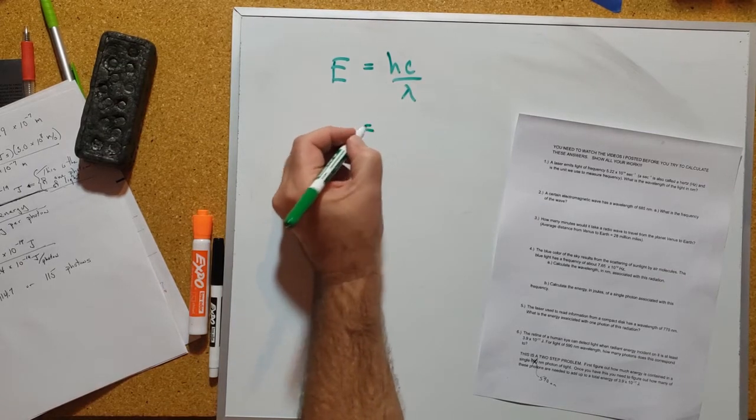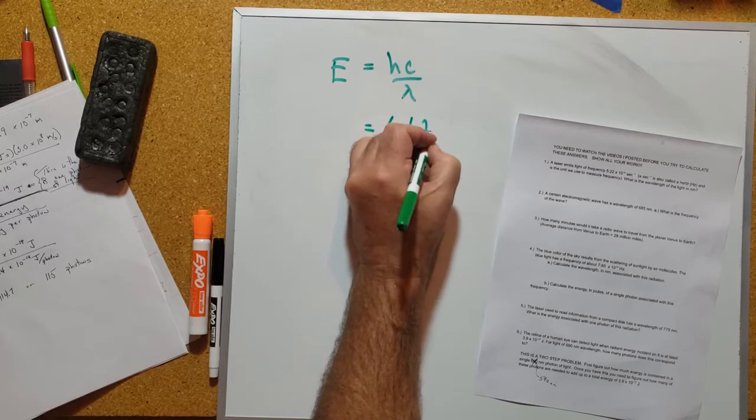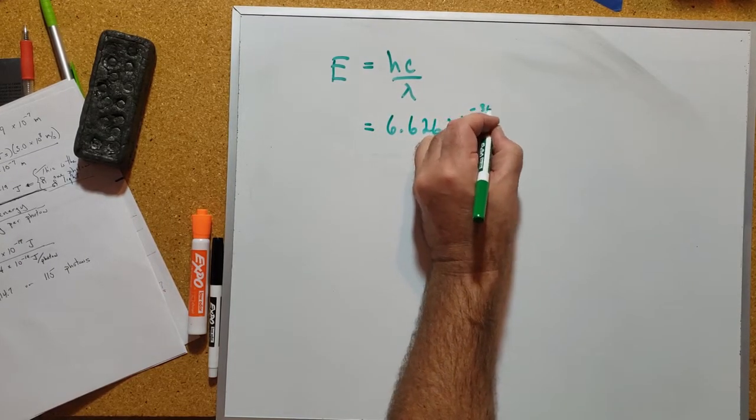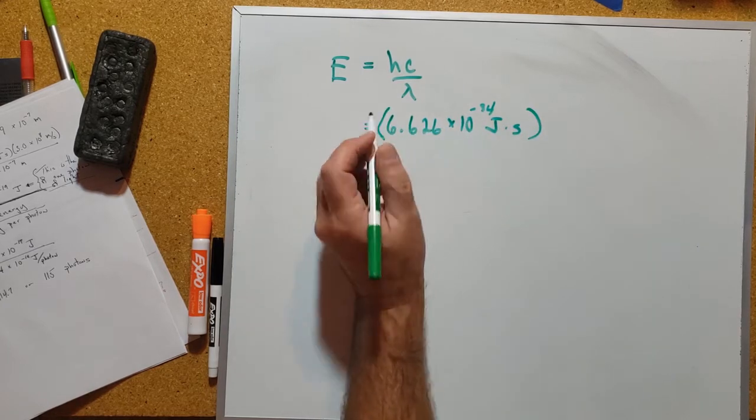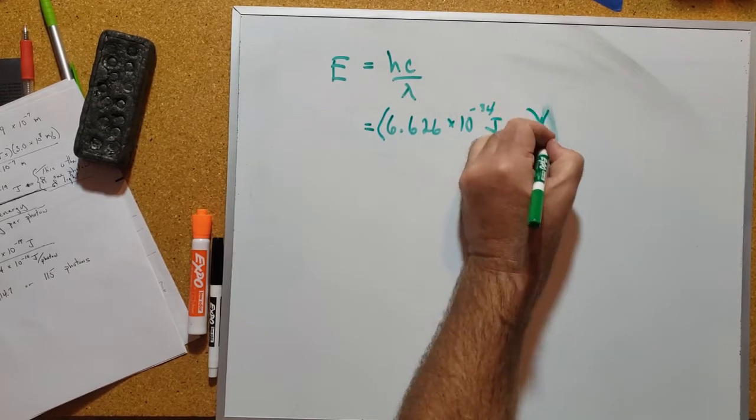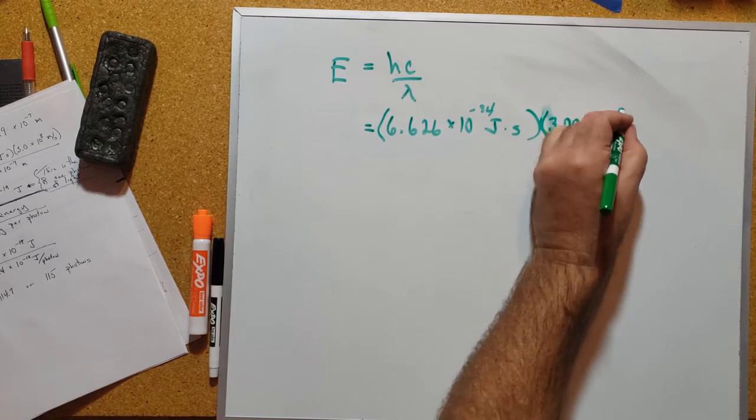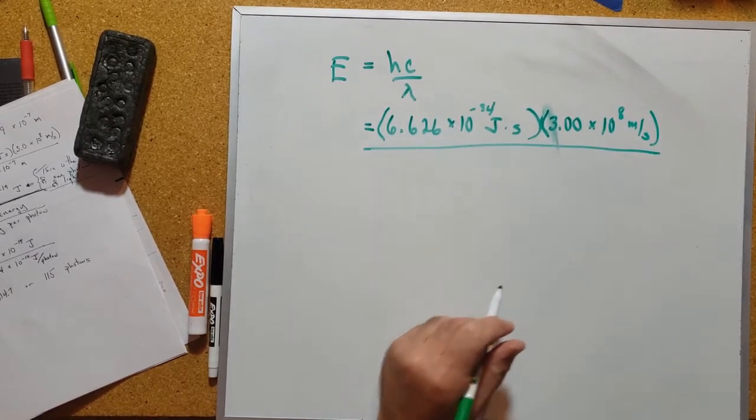Right? Now, h is Planck's constant, 6.626 times 10 to the minus 34, and that's joules times seconds. The speed of light is 3.00 times 10 to the 8th meters per second. And that's all over the wavelength.